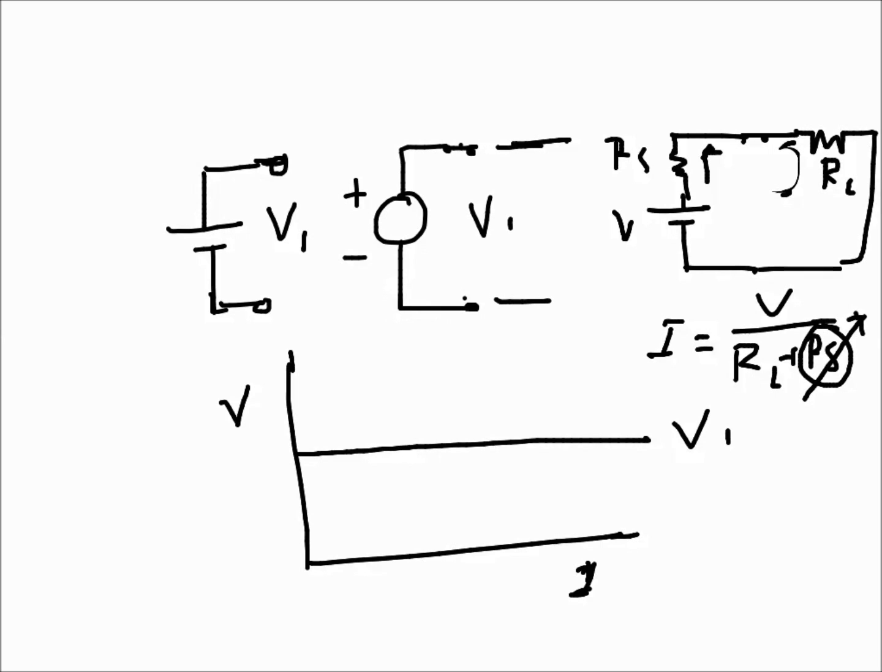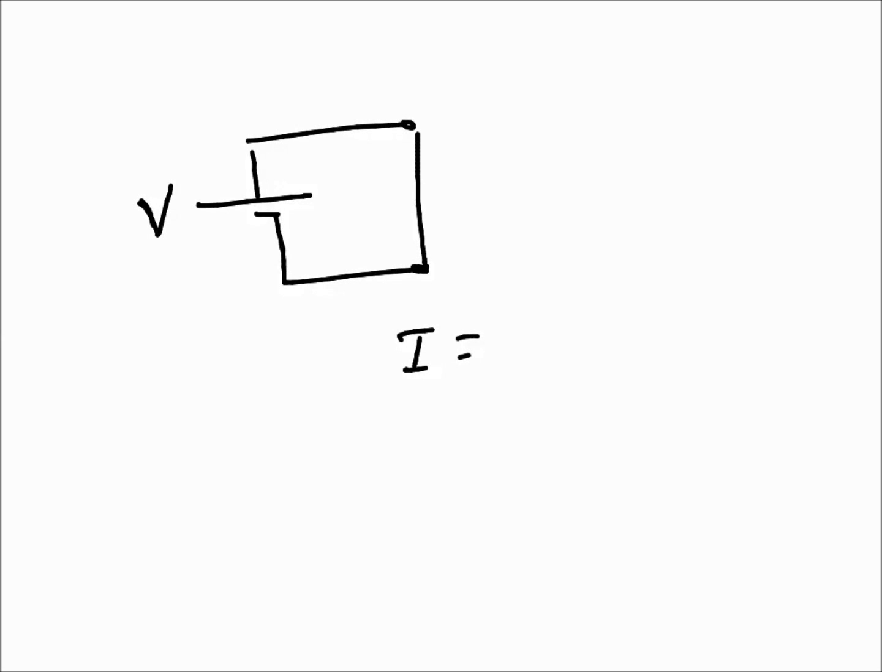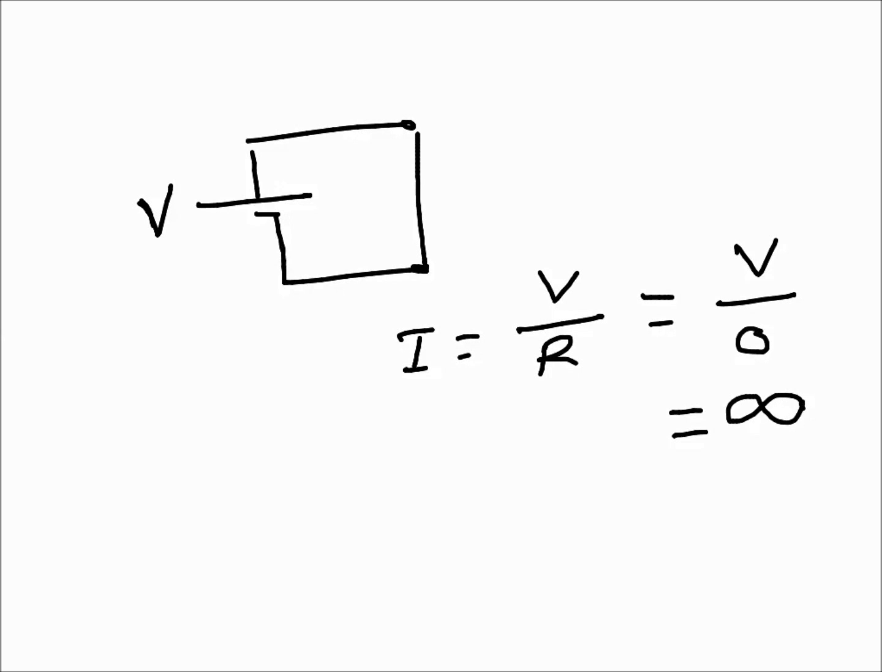A voltage source cannot be short circuited because then the current will become infinite, as the resistance is zero. If it is short circuited, it will still try to maintain the fixed voltage here. So current will become I equals V over R by Ohm's law. Since R is 0, the current will become infinity. So that's the thing. It cannot be short circuited.